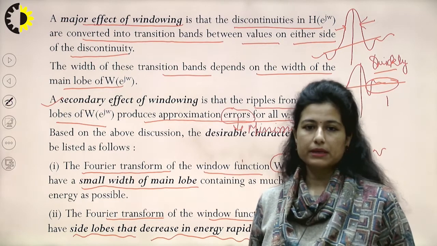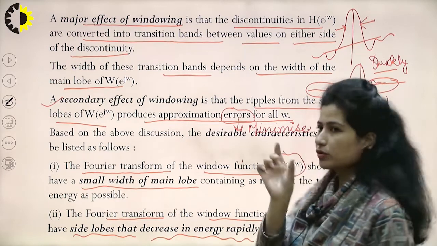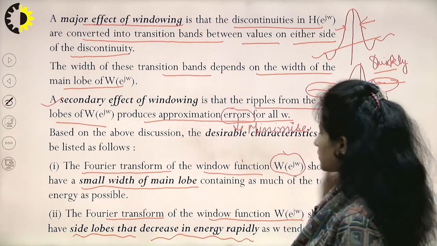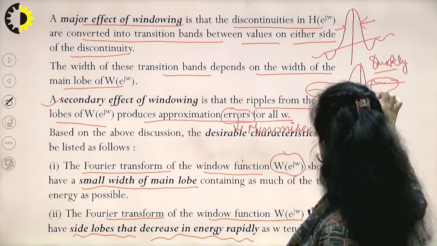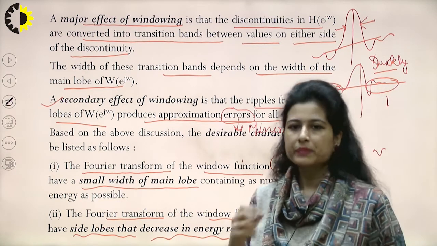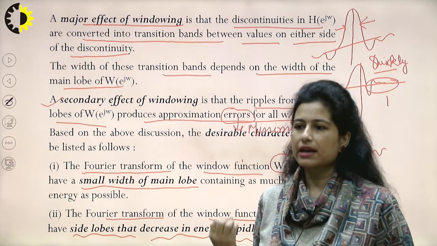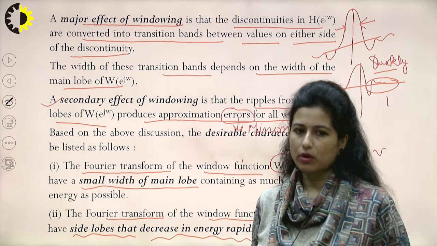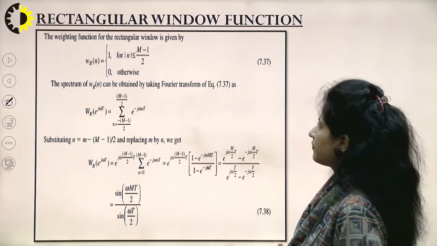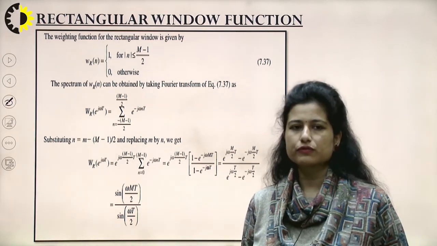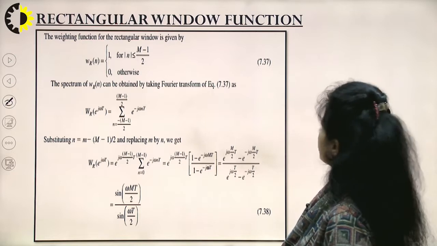The first property is that the width of the main lobe should be narrow. The second is that the energy in the stop band, the oscillations from the side lobes, should decay very fast and approach 0 in a small number of samples. Based on these criteria, we'll see different kinds of window functions that we use for designing FIR filters.